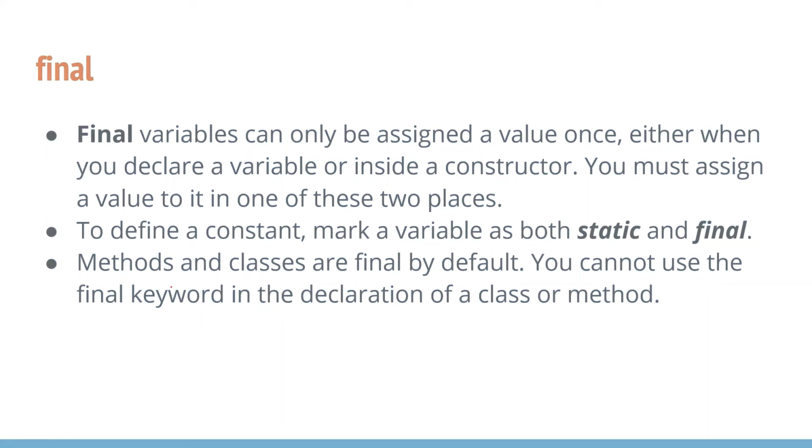Either when you declare a variable or inside a constructor, you must assign a value to it in one of these two places. To define a constant, mark a variable as both static and final. Methods and classes are final by default. You cannot use the final keyword in the declaration of a class or a method.